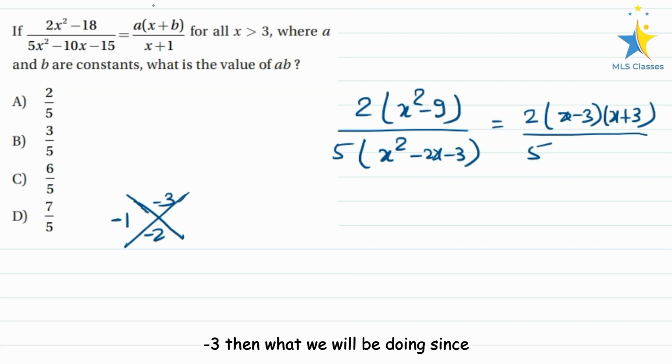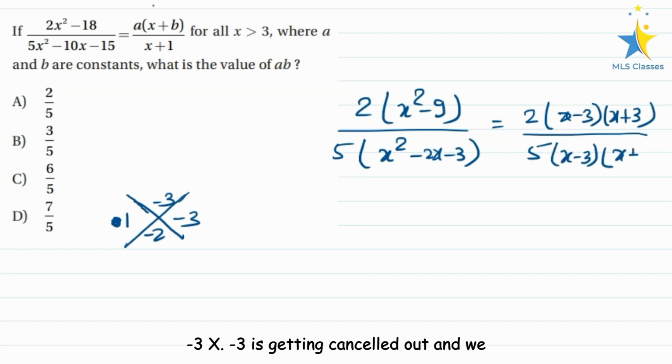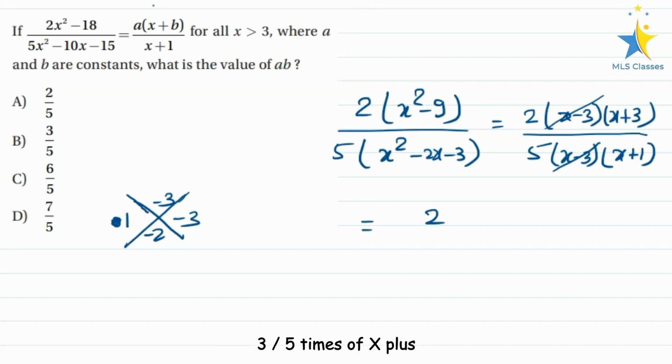So we can take positive 1 and negative 3. Since it is positive 1 and negative 3, we get 5 times x minus 3 times x plus 1. So you can see x minus 3 is getting cancelled out and we are getting 2 times x plus 3 over 5 times x plus 1.